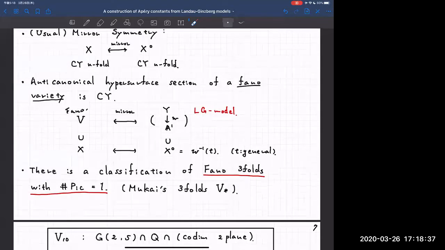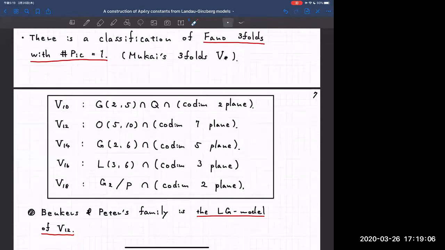It will be very difficult to treat all kinds of Fano varieties, but fortunately, as a specific example, we have a classification of Fano threefolds with Picard number equal to one. It was done by Mukai. They are of several types of such Fano threefolds. But here, I want to pick up five types of the Mukai threefolds for the Apéry constants topic. Each of them is given by essentially a Grassmannian or Schubert calculus more generally. For example, the threefold V10 is given inside the Grassmannian G(2,5) by the intersection of a certain quadric and codimension two planes, and so on.